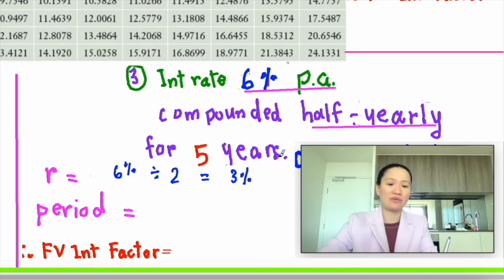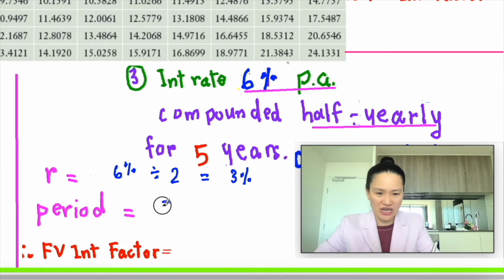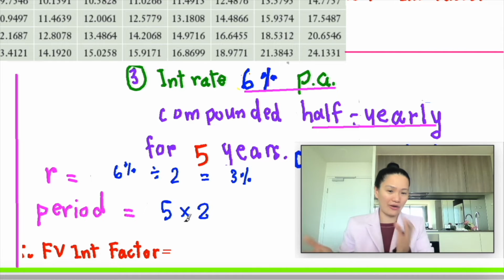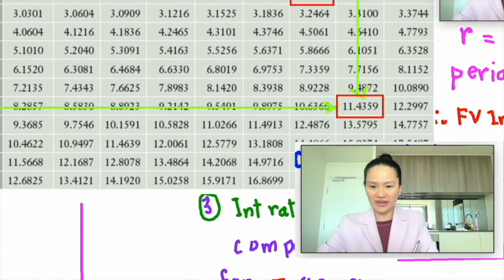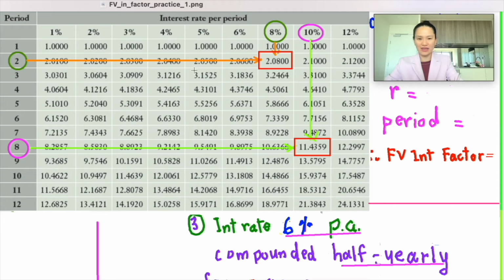But look at your period. You have 5 years, but you compound half yearly, so that means 5 times 2, yeah? Does that make sense? Compound every half year. So it equals 10. So what it means from here is the rate is 3% and the period is 10. Okay, so that makes sense to me.